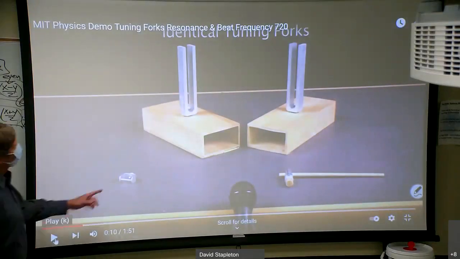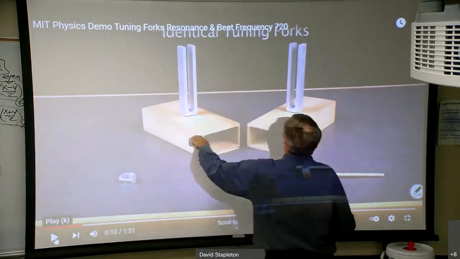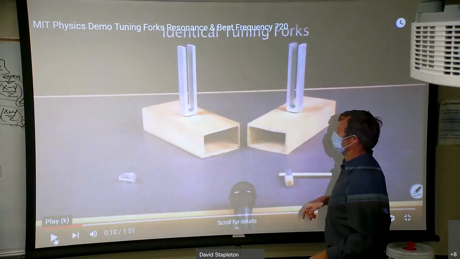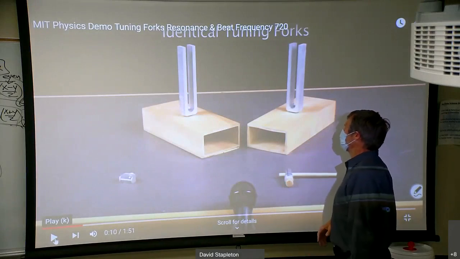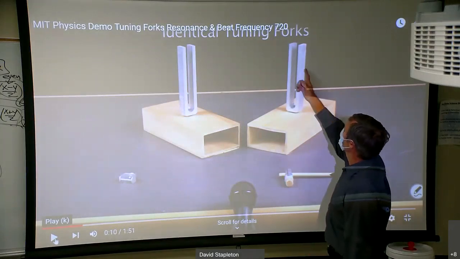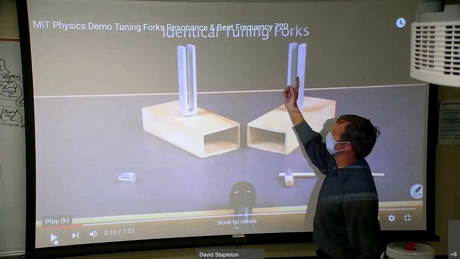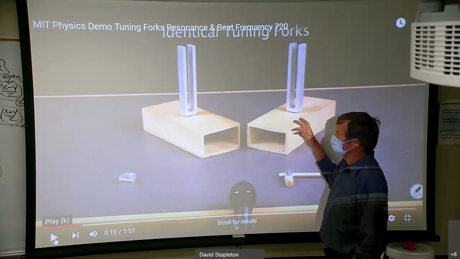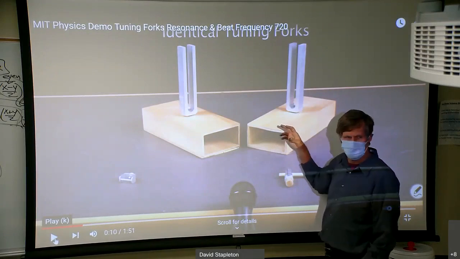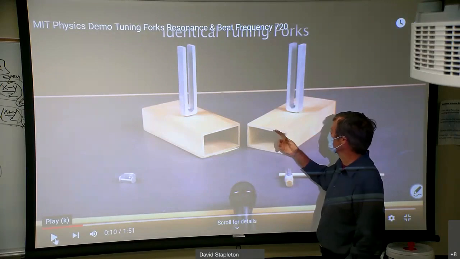Here's two tuning forks. This is a tuning fork with its handle stuck down in the box. This is another one, handle stuck down in the box. So the boxes are going to amplify the sound, make it louder. And what you can do is strike one of these tuning forks. Right now, they're identical tuning forks, so they play the same frequency, both a C note or something. I don't know what note they're actually playing. Maybe somebody's a piano major or something can tell me.